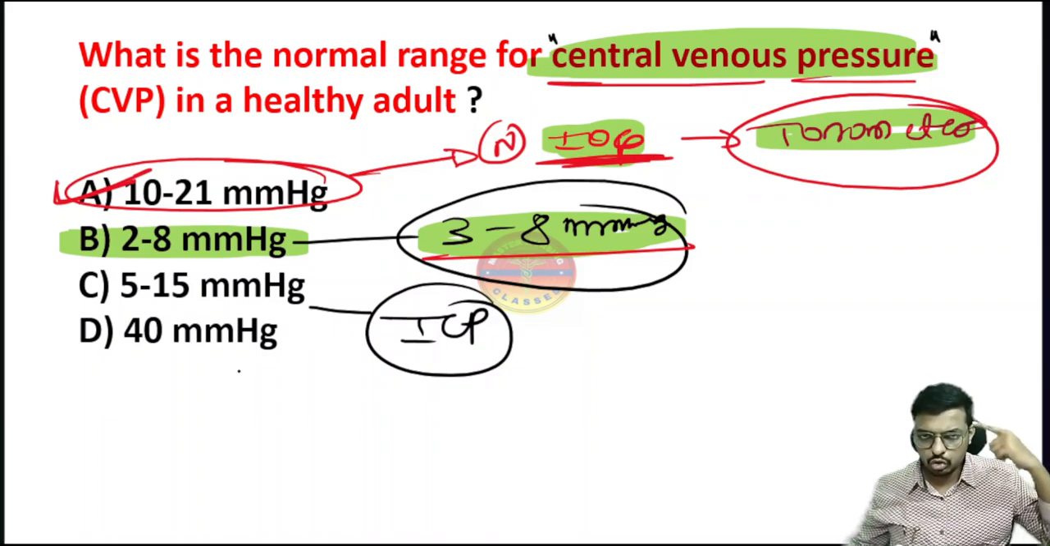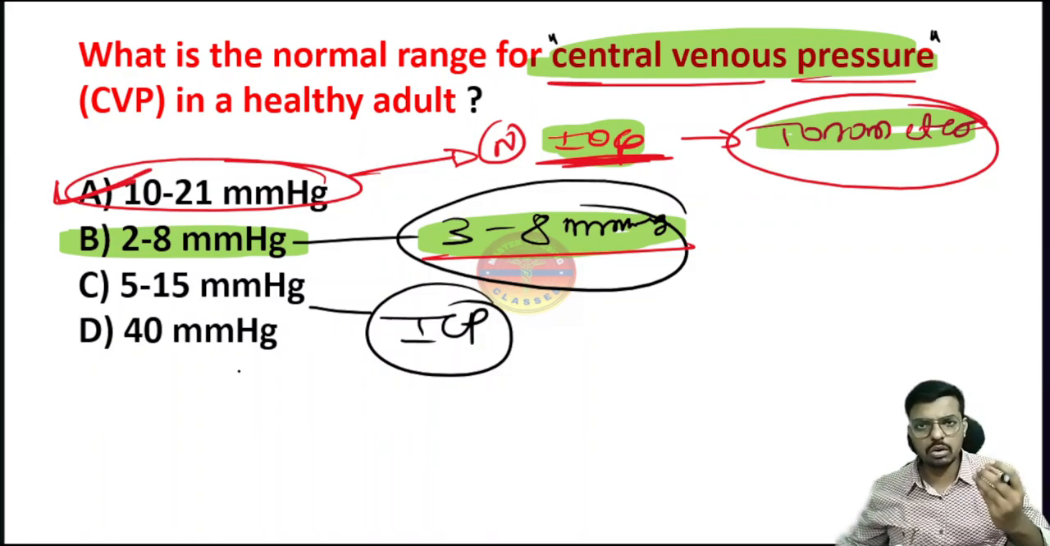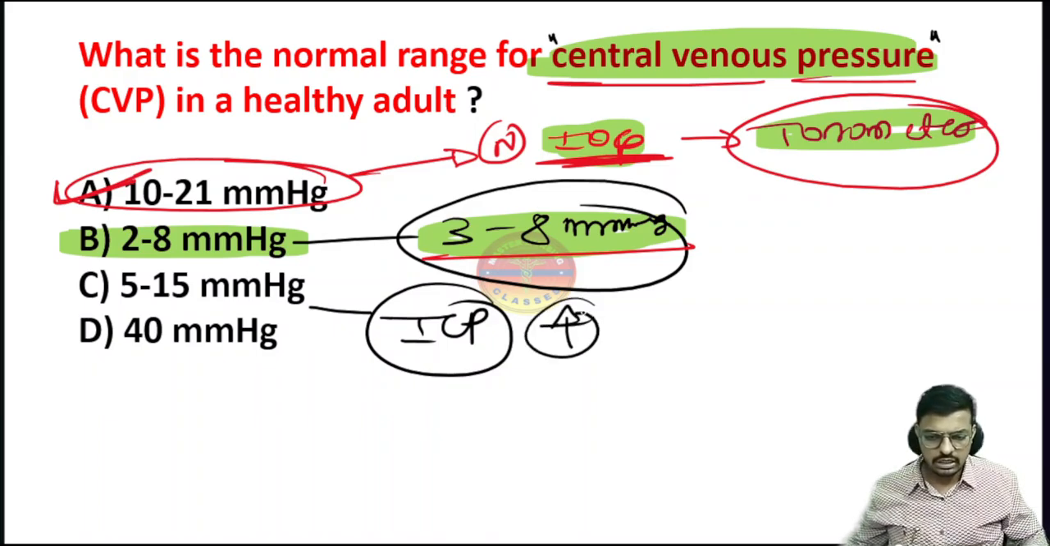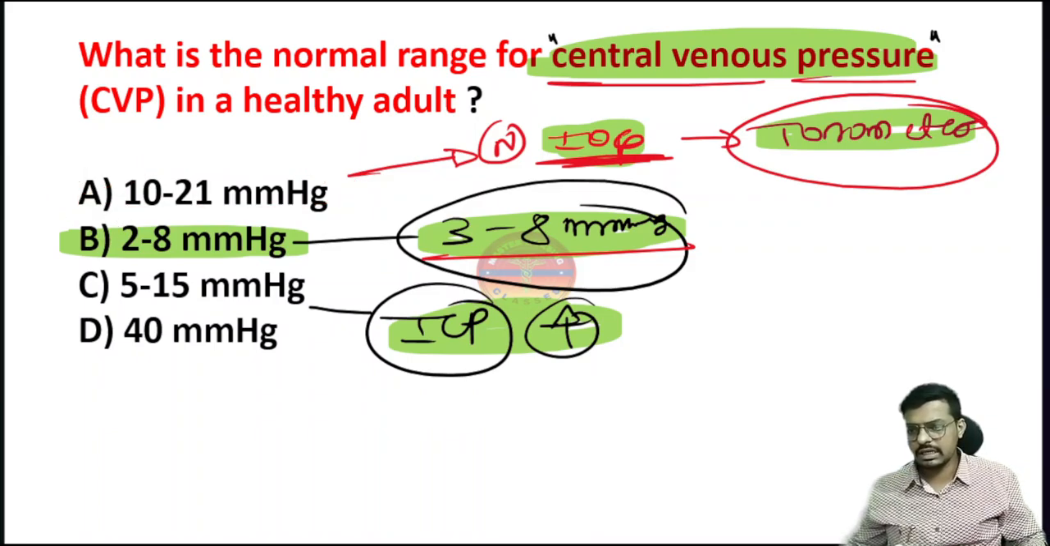That may be due to tumors in the brain, or due to overload of CSF, the cerebrospinal fluid, in the brain. That increases the intracranial pressure. Most commonly, increased ICP we will see in patients with head injury. So that is the clear concept here.